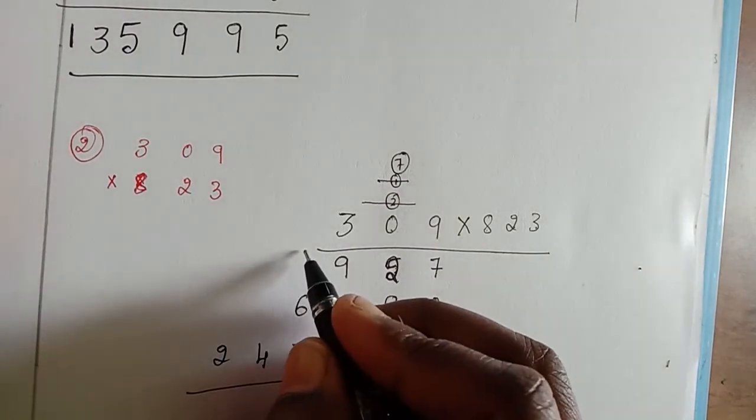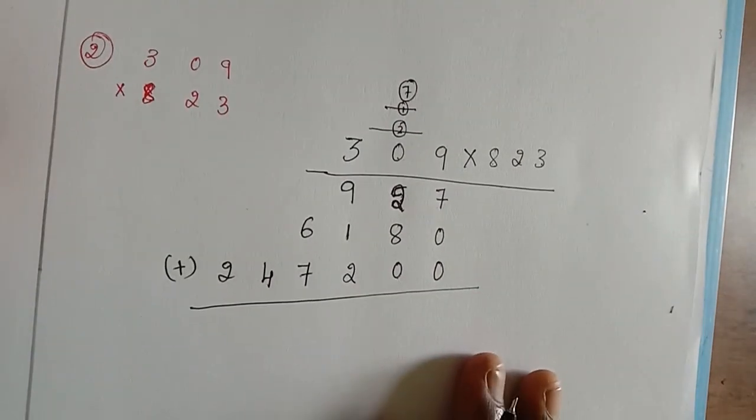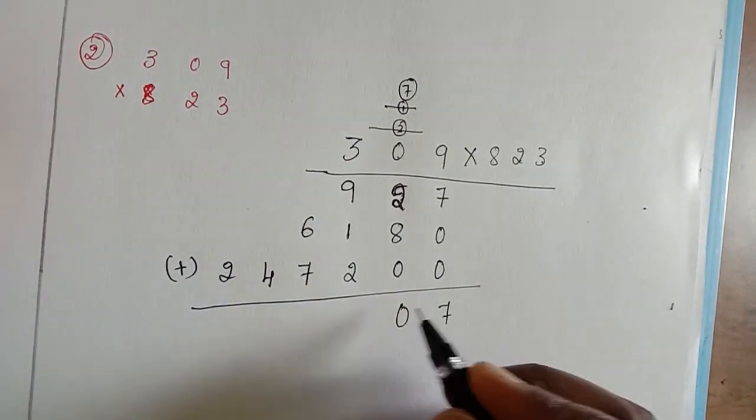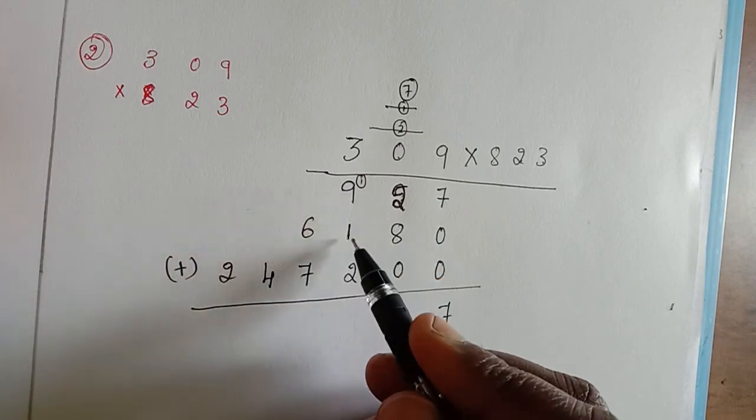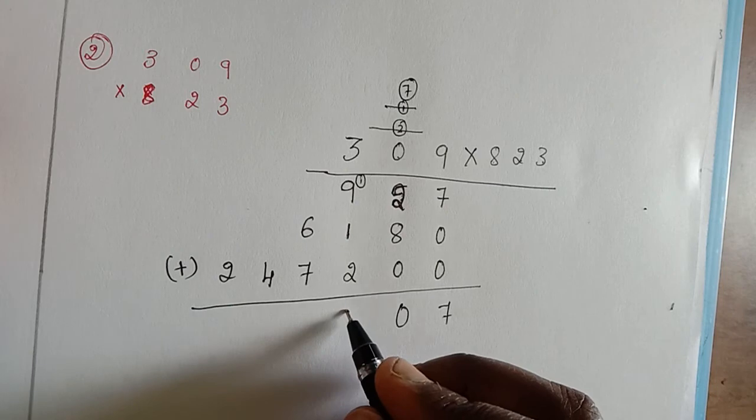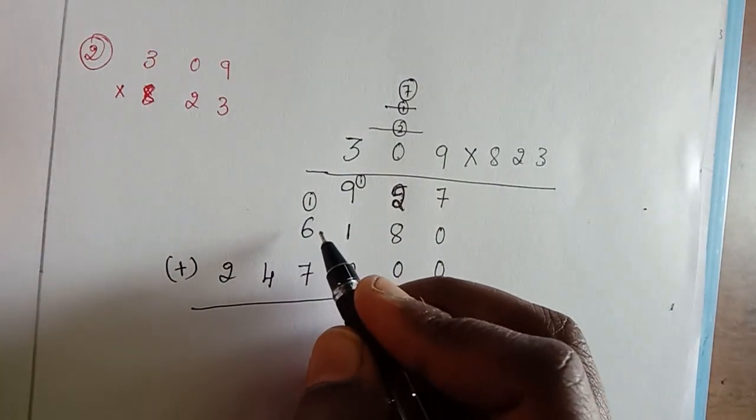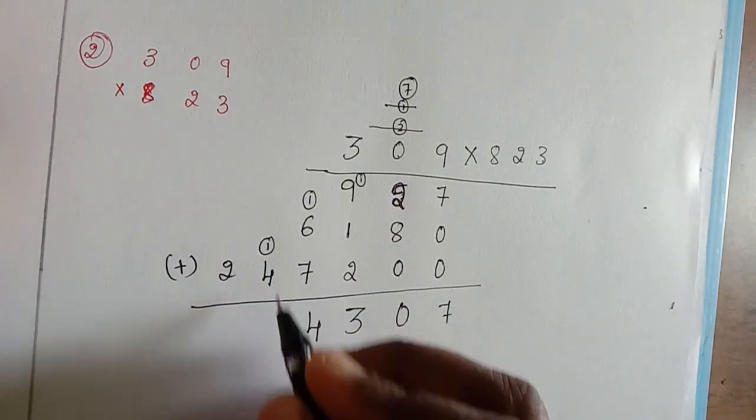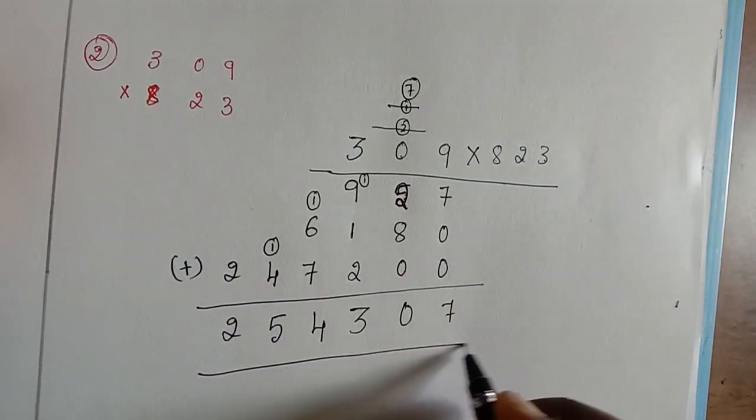Clear? So now you can add all the three numbers. 7. 8 plus 2 is 10. 1 carry. 9 plus 1 is 10. 10 plus 1 is 11. 11 plus 2 is 13. 1 carry. 6 plus 1 is 7. 7 plus 7 is 14. 4 write and 1 carry. 4 plus 1 is 5. 2 is your answer.